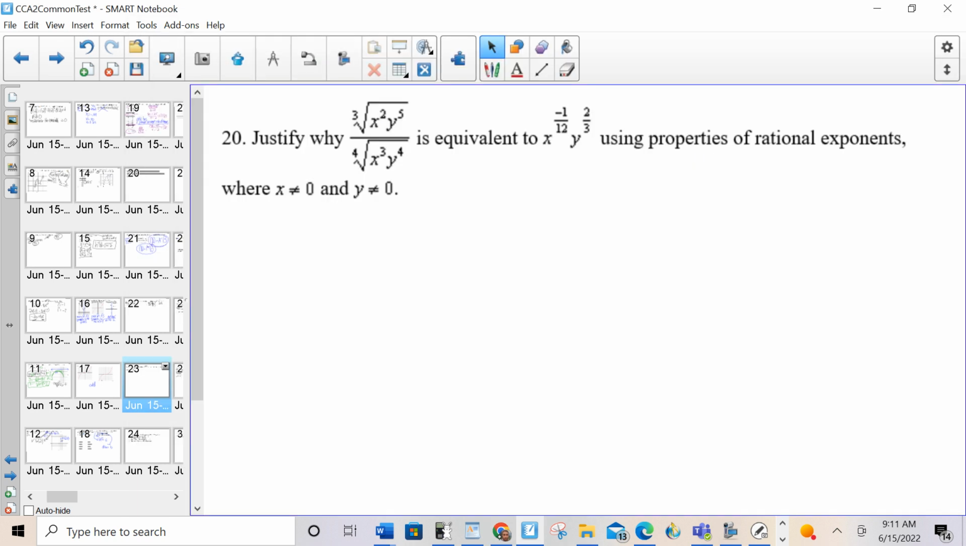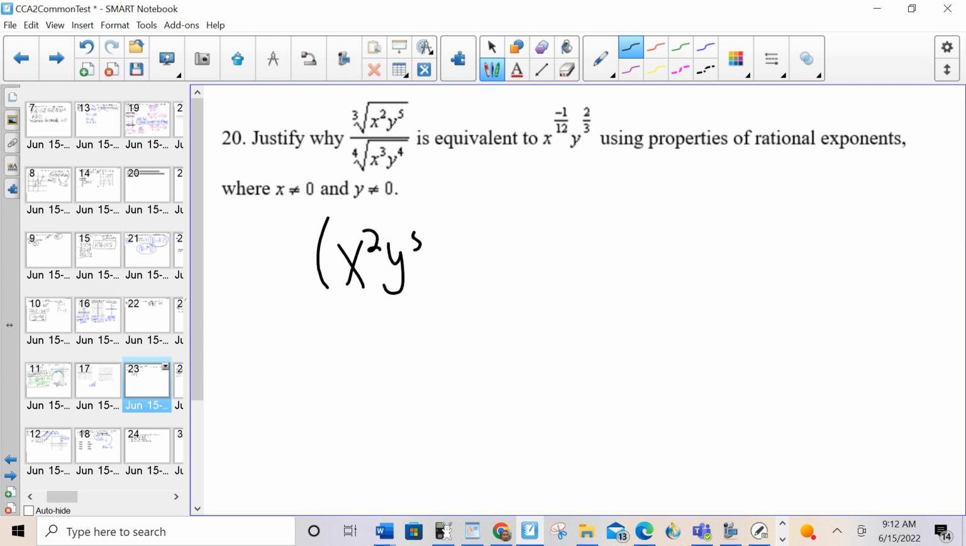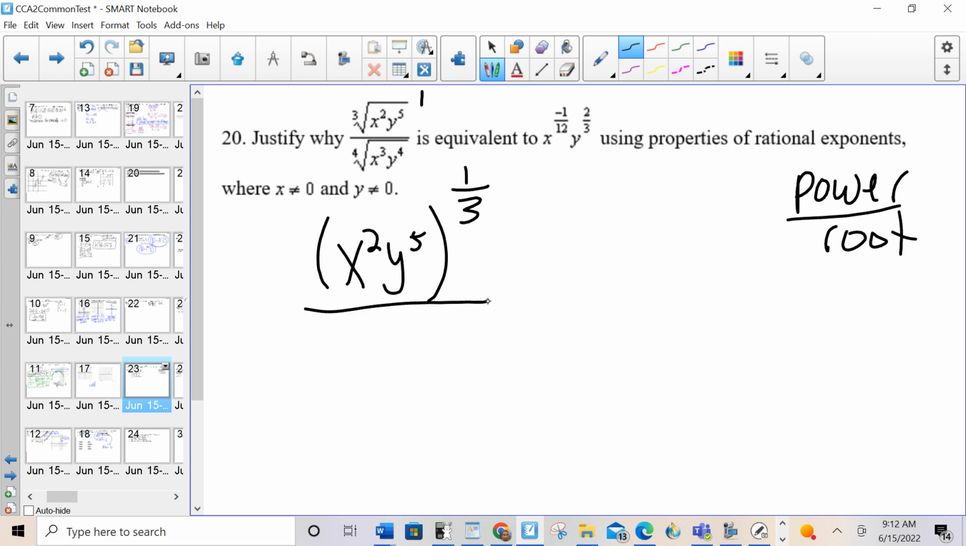Radicals are fractional exponents. Whenever you see a radical, you want to rewrite it as a fractional exponent. So for the top, I'm going to take what's inside the radical, pop it in parentheses, and rewrite it as a fractional exponent. The fractional exponent is always the power over the root. So it's 1 over 3. On the bottom, I'm going to do the same thing. I'm going to take what's inside the radical, pop it into the parentheses, 1 over 4.